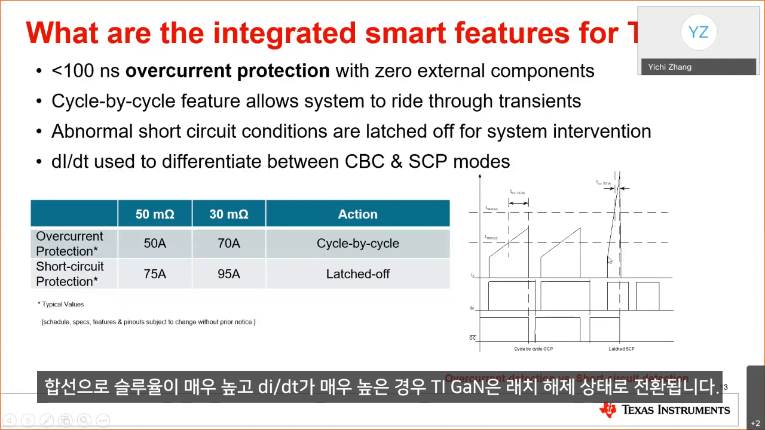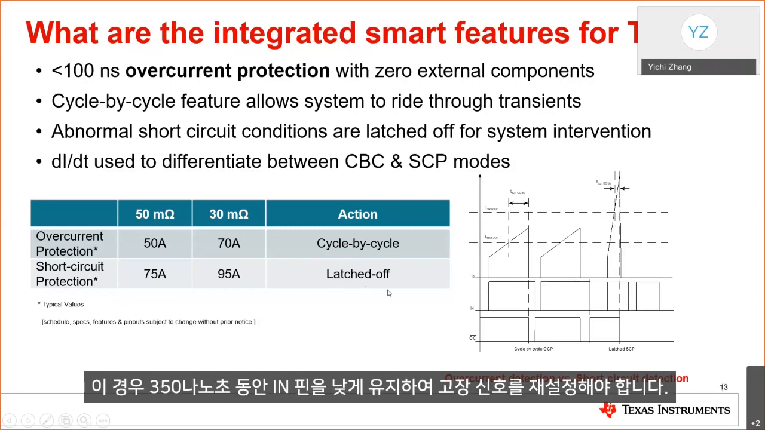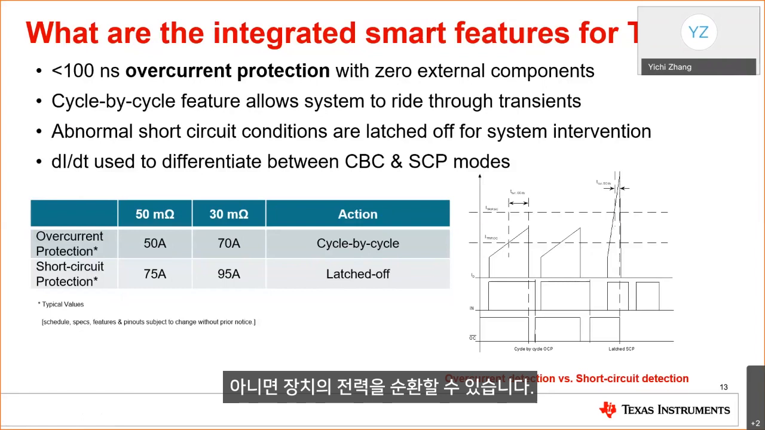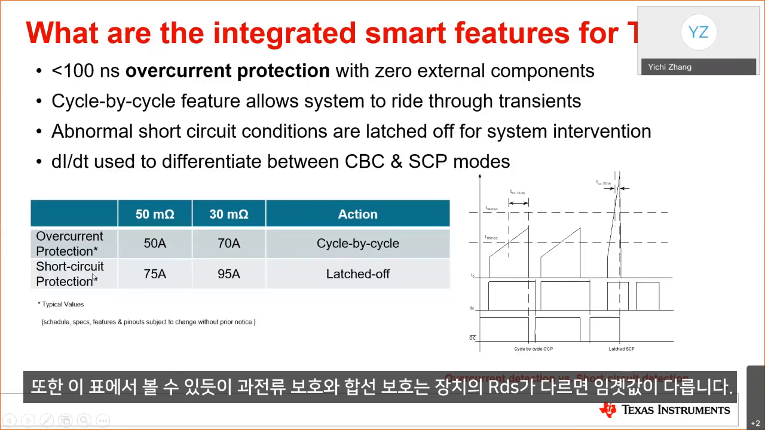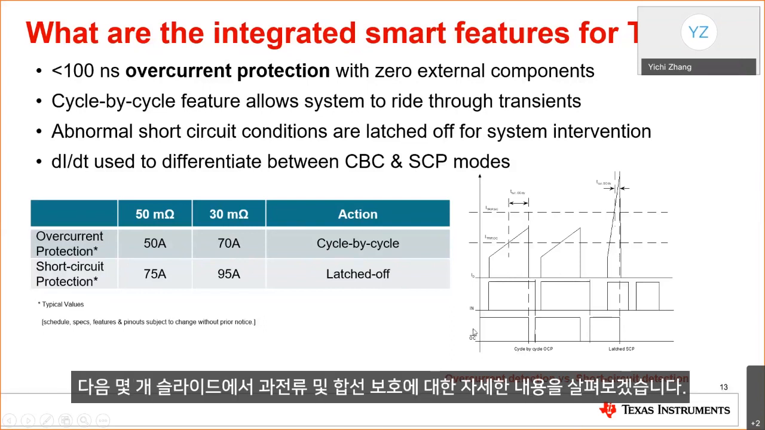And if you have a very high slew rate, very high di/dt caused by a short circuit, then our device will enter a latched-off condition where you have to hold the IN pin low for 350 nanoseconds to reset the fault signal, or you can power cycle the device. Also, the overcurrent and short circuit protection has different thresholds for different RDS(on) devices, as you can see in this table. I will be going over some details of the overcurrent and short circuit protection in the next few slides.